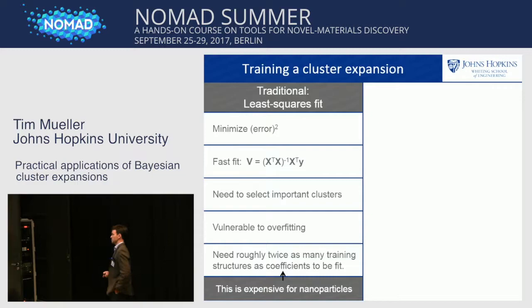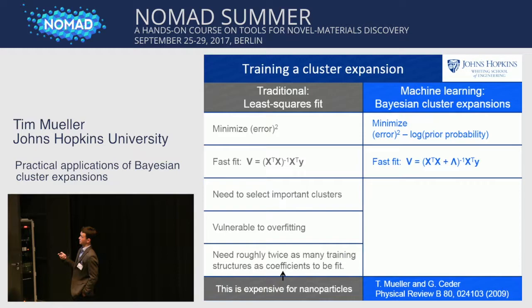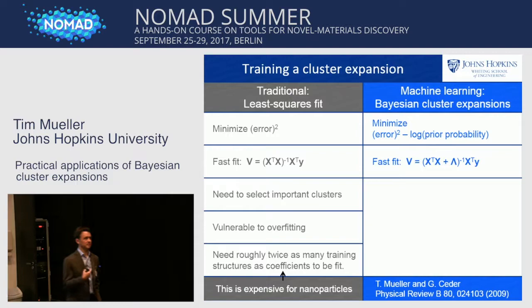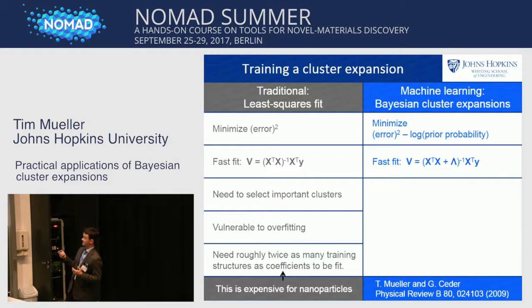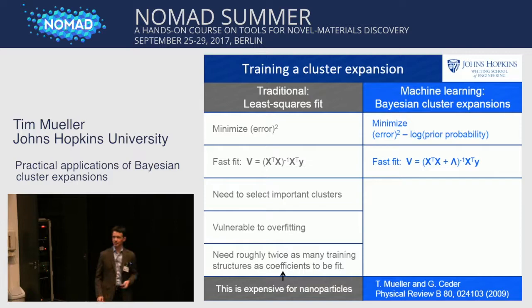With the Bayesian approach, you have something similar here. We're minimizing the squared error minus the log of the prior probability. And if you work out the math, we use these Gaussian norms. You might ask, why do we use Gaussian? One of the reasons is that the math works out beautifully. It's basically, once again, just linear algebra. You're inverting a matrix of the same size as the one you were inverting before, so it takes exactly as long as a least squares fit. It's no more complicated than doing this instead of doing that.